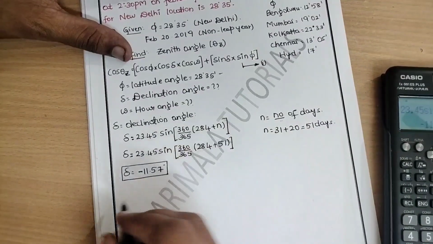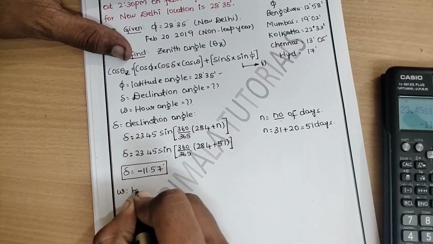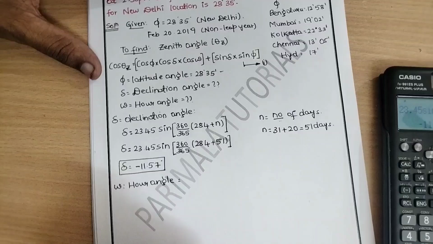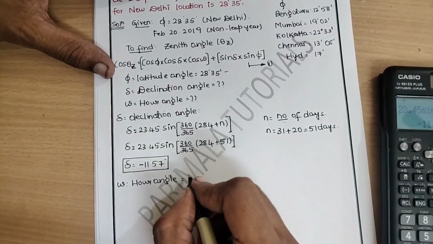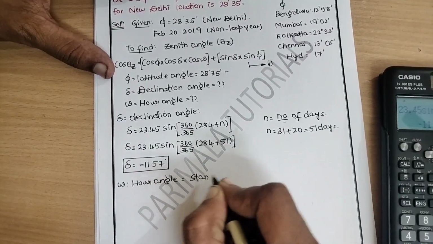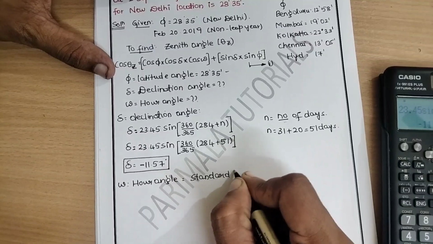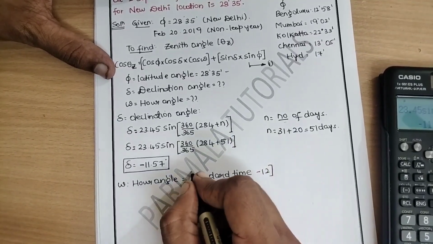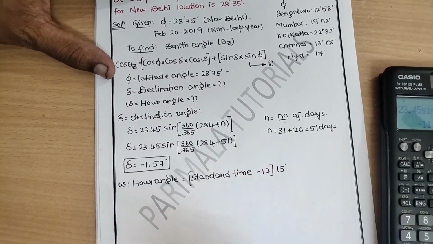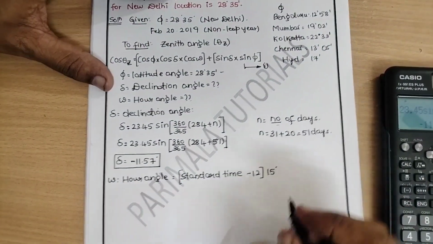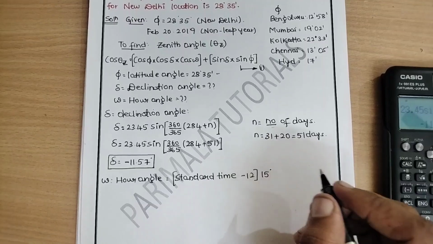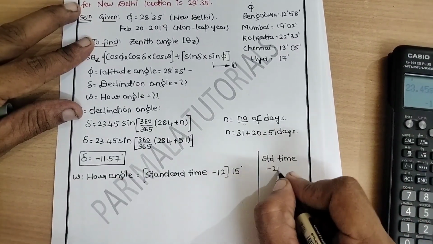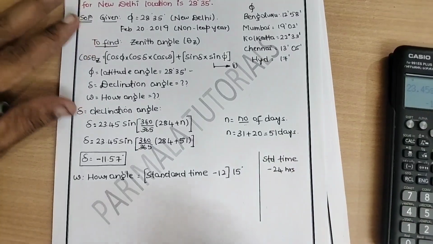The next is omega. What is omega? Once again I tell, it is the hour angle. There is a beautiful equation for this one. The equation is: omega equals standard time minus 12, into 15 degrees. You are supposed to remember this equation. Now the question is, what is this standard time? The standard time is always in 24-hour format.